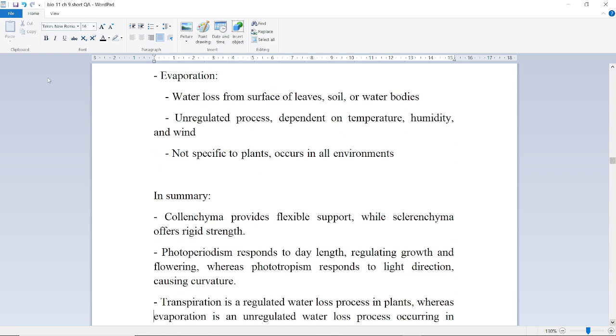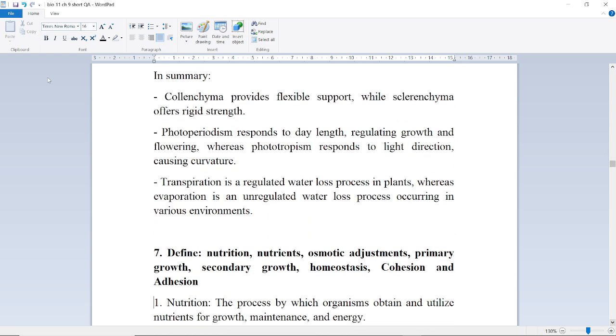In summary, collenchyma provides flexible support while sclerenchyma offers rigid strength. Photoperiodism responds to day length, regulating growth and flowering, whereas phototropism responds to light direction, causing curvature. Transpiration is a regulated water loss process in plants, whereas evaporation is an unregulated water loss process occurring in various environments.